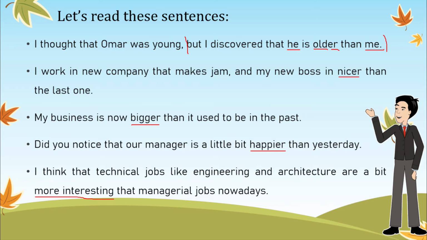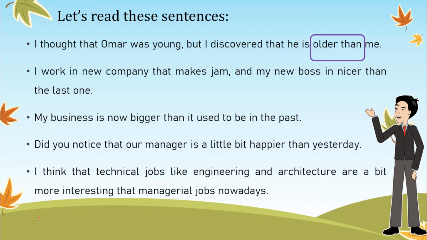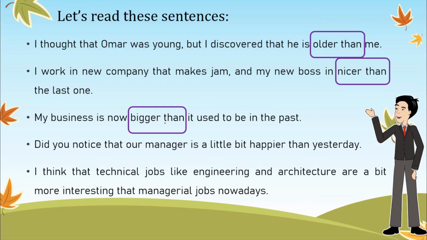So here we have, can I just delete everything I scratched? Okay, now here we have older than. The adjective is old. Old, older than. Next, nice, nicer than. Big, bigger than. Happy, happier than. And more interesting, or interesting, more interesting than.